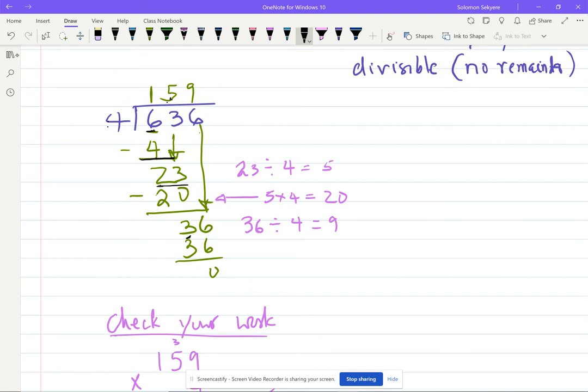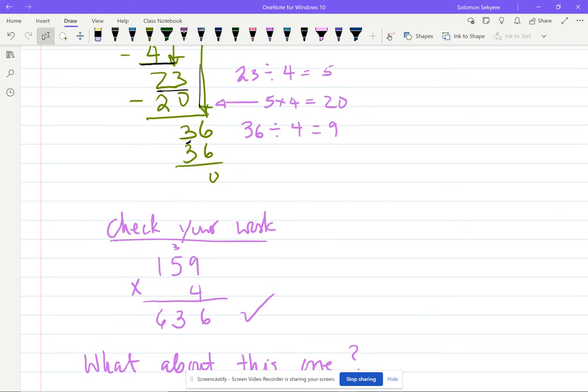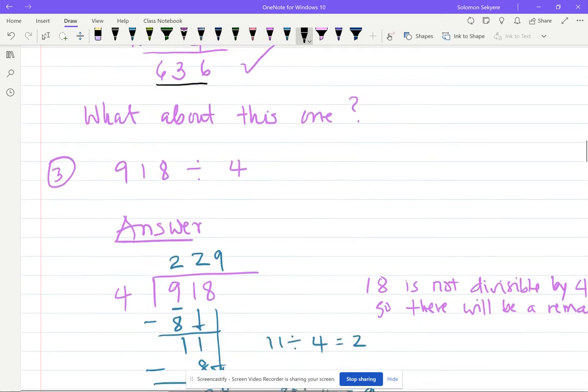The 3 is not enough to divide by 4, so what? We bring the 6 down next. We get 36. And we divide 36 by 4. What do we get? 9. So we check our work. 4 times 159 is 636.